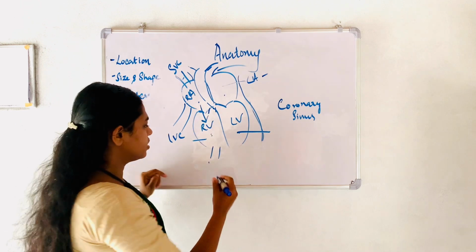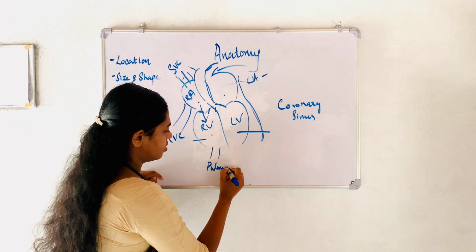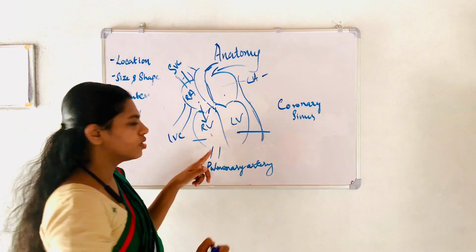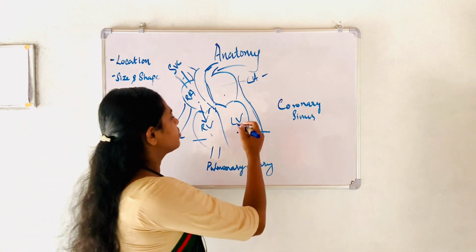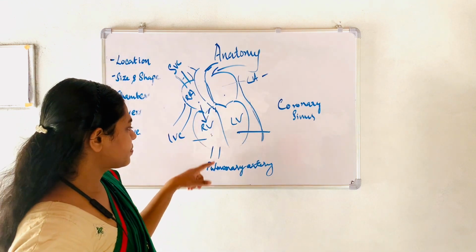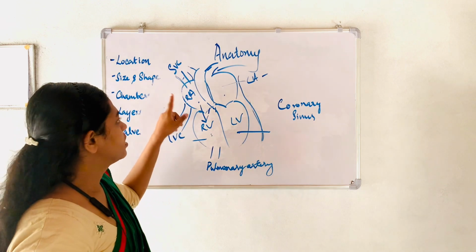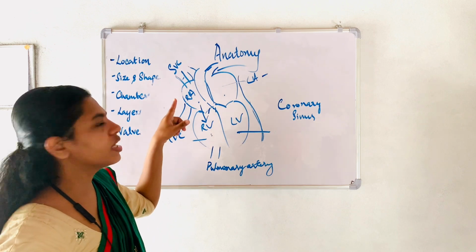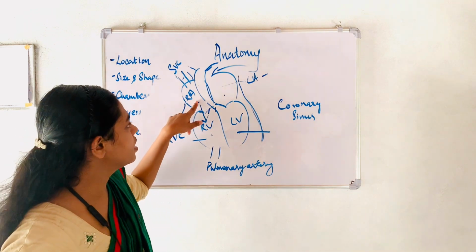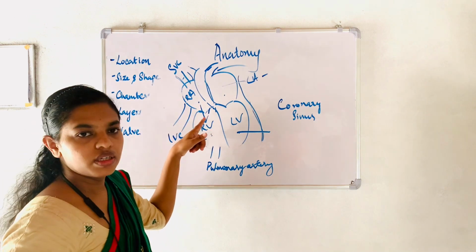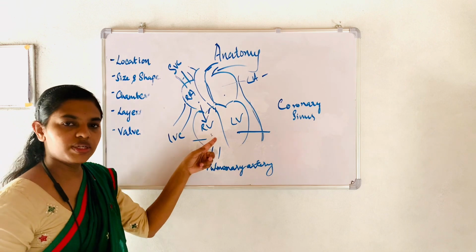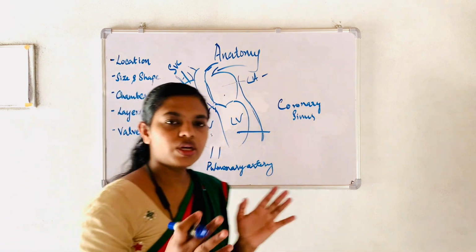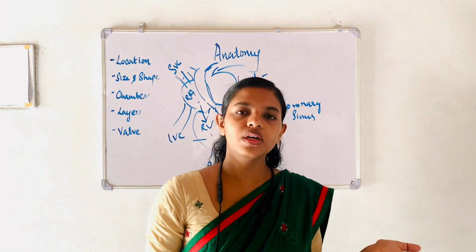Pulmonary artery is in the upper portion. Pulmonary artery goes from the right ventricle, so this is about the right side. Okay, right side is a low pressure system. From the SVC, IVC and coronary sinus, the venous blood drains into the right atria that passes through the tricuspid valve to the right ventricle, and from the right ventricle it goes to the pulmonary artery that divides into right and left pulmonary artery and reaches the lungs for oxygenation.